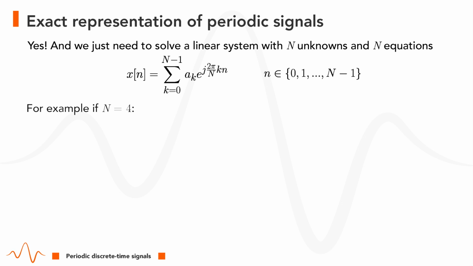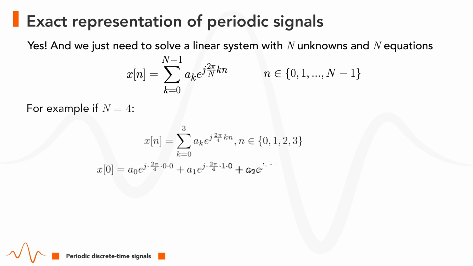Let us start by rewriting equations for capital N equals 4. As we have seen, this equation holds for any n, and what we'll do is to evaluate this equation for n equals 0, 1, 2, and 3. Let us start with n equals 0. Simply replace on the left-hand side and right-hand side n by 0. On the left, we get x0, which is given and known. On the right-hand side, we get a0 e to the power of j times 0, which is 1. And all the coefficients that multiply the ak's are e to the power of j0, which are 1. So we simply get x0 equals a0 plus a1 plus a2 plus a3.